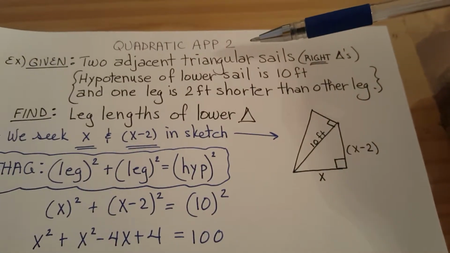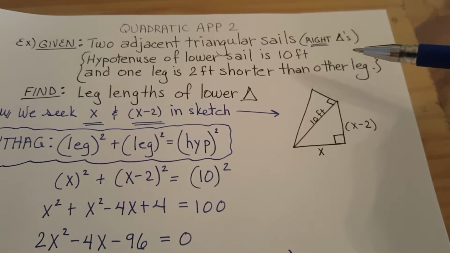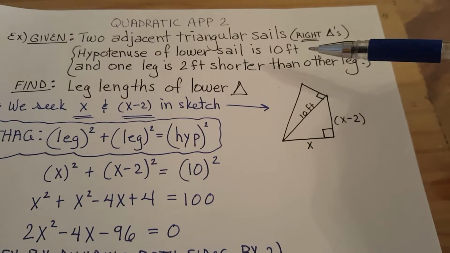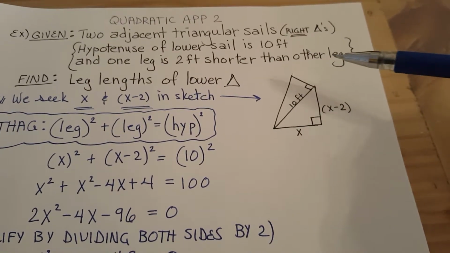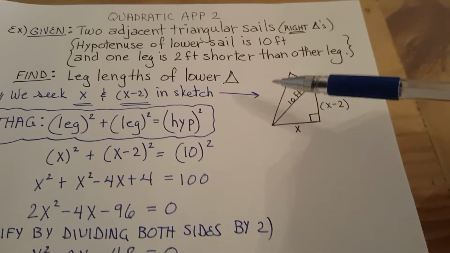Let's do this quadratic application number 2. We're given two adjacent triangle cells. They're both right triangles. The hypotenuse, which is always the side opposite the right angle, the 90-degree angle, is going to be 10 feet long, and one leg is 2 feet shorter than the other leg. They want us to find the length of the two legs of the lower triangle.